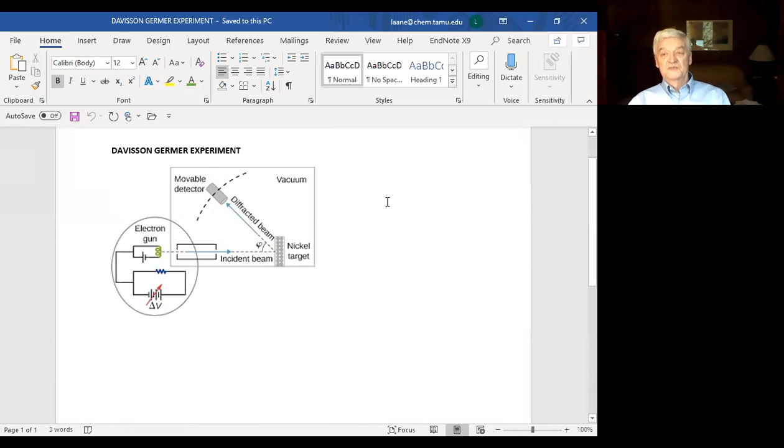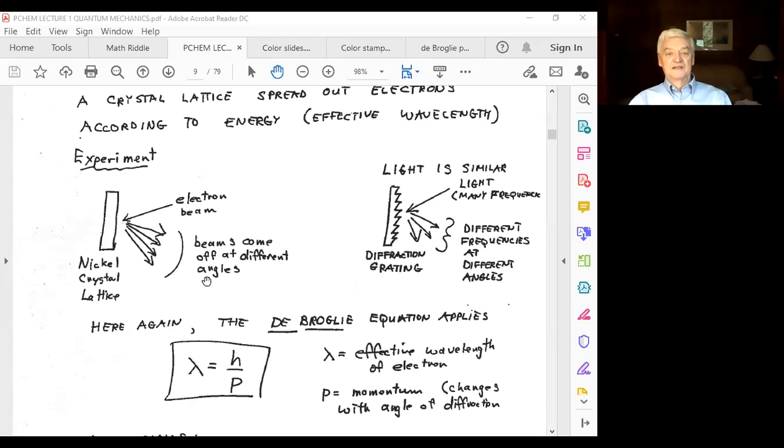So this is the experimental detail, and I'll exit this again, and we'll go back to our class notes, hopefully more efficiently. And this is my poor man's version of the same experiment. Nickel crystal lattice here, electron beams. Beams come off at different angles. And this is a lot like using a diffraction grating.